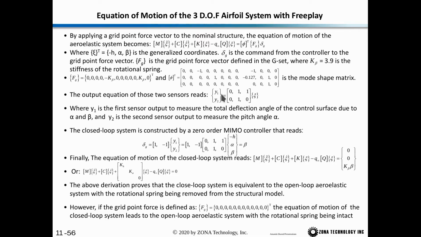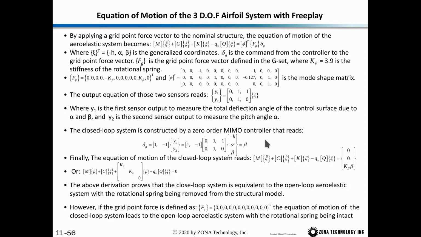So y1 is the first sensor output, which measures the total deflection angle of the control surface due to alpha and beta, and y2 is the second sensor output to measure the pitch angle alpha. Now the closed loop system is constructed by a zero-order MIMO controller given by these equations. So we take the output of y1 and then subtract y2, which gives us beta.